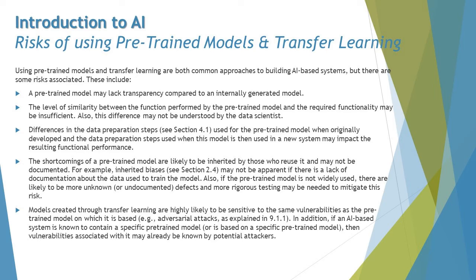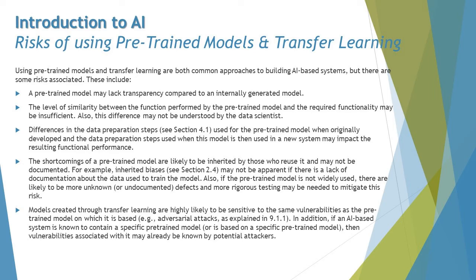Now, using pre-trained models and transfer learning are both common approaches to building AI-based systems, but there are some associated risks, which include that a pre-trained model may lack transparency compared to an internally generated model. That completely makes sense, because of course the pre-trained model will lack transparency since it's built by someone else, and you may not have access to all the internal structures which you could look to modify or design.